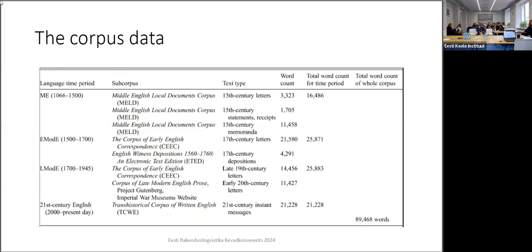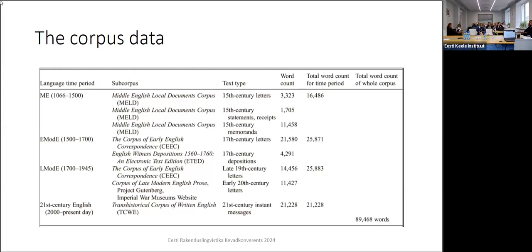And here are the corpora, basically. The starting point was the one by my collaborator, who has compiled a historical corpus of written English. It's difficult when you have instant messaging as the text type, but we tried to find earlier text types which would be either informal, as in the way of conversation, or written down very quickly. And we had three from the Middle English period, from the Middle English Local Documents corpus.